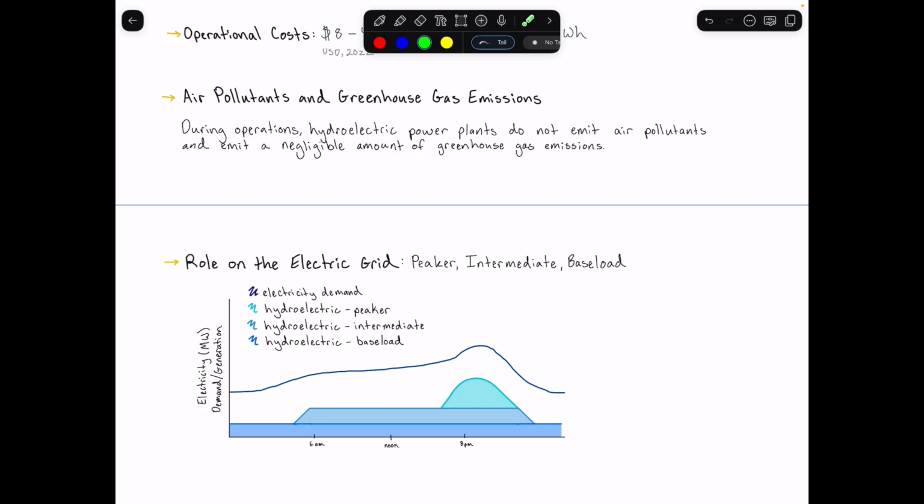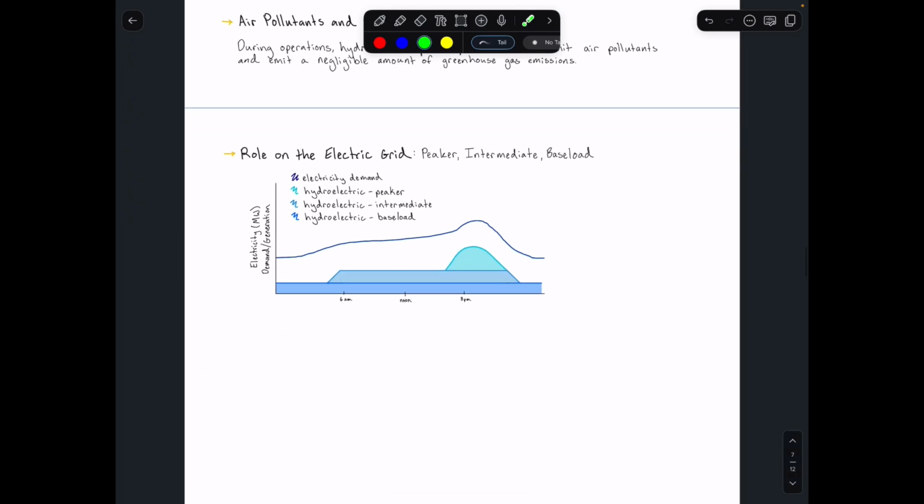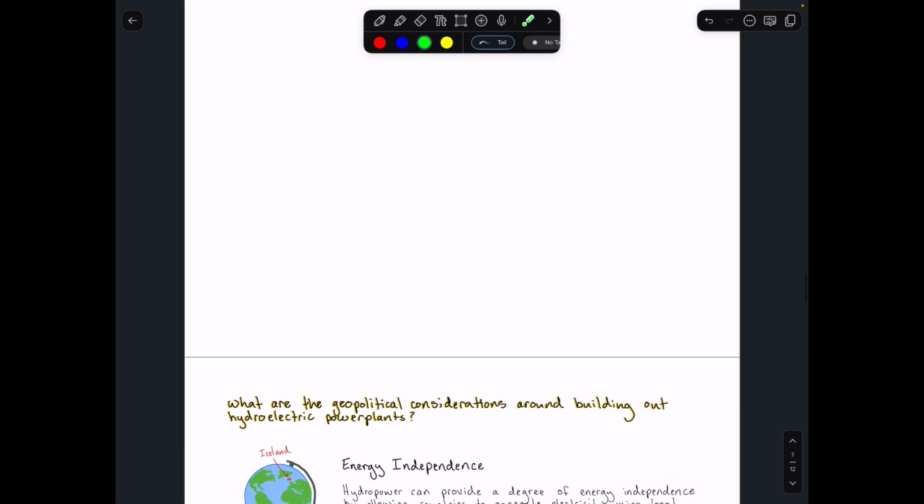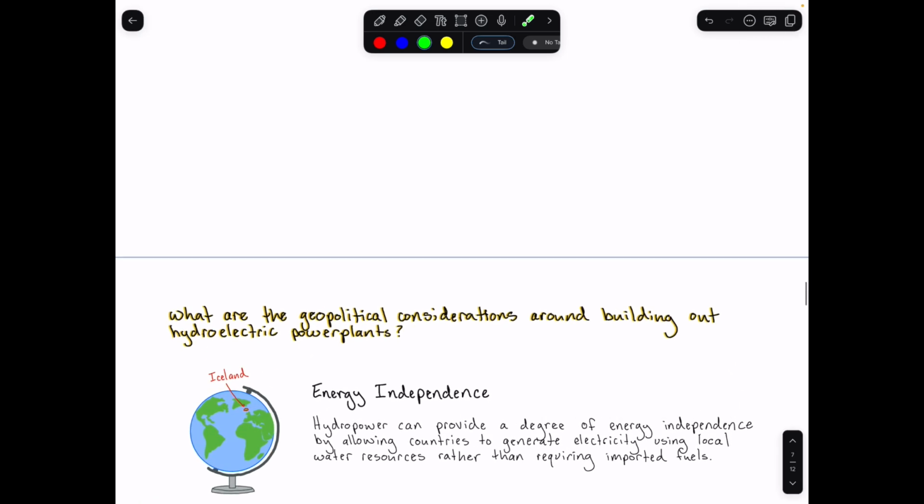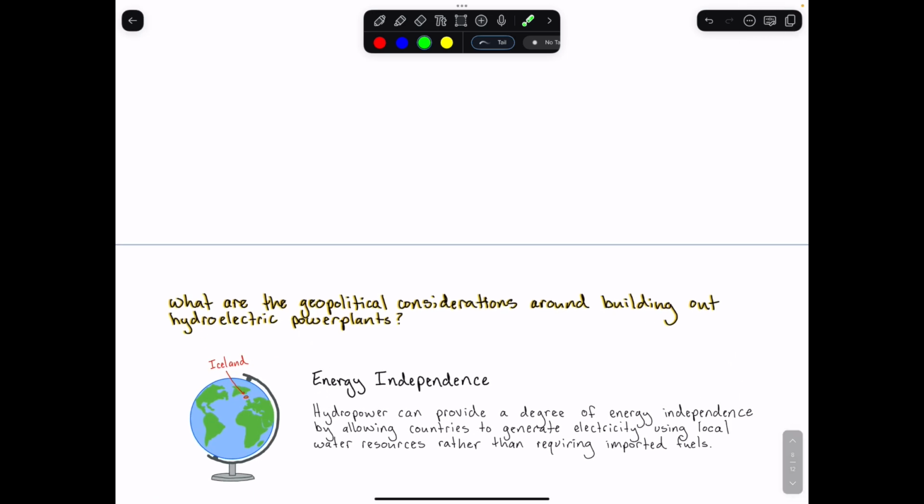All right, let's go to the last section, geopolitical considerations around building hydroelectric power plants. The first one is energy independence. Hydropower can provide a degree of energy independence by allowing regions and countries to generate electricity using locally available water resources rather than relying on imported fuels, which is the case for crude oil, sometimes for coal, for natural gas, and for nuclear.